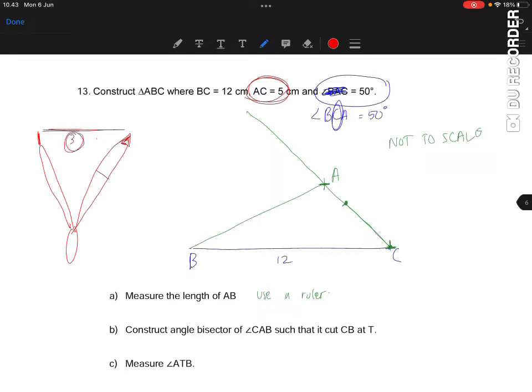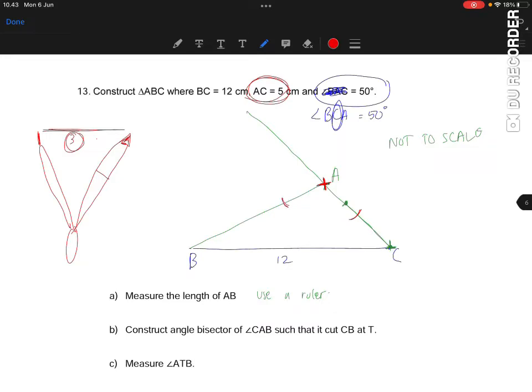Then put your needle at A. After that, make an arc in AC and AB.